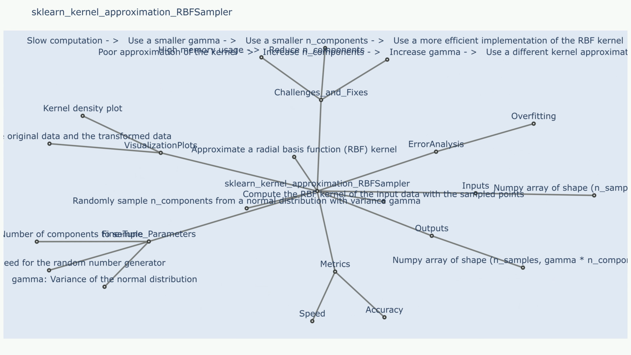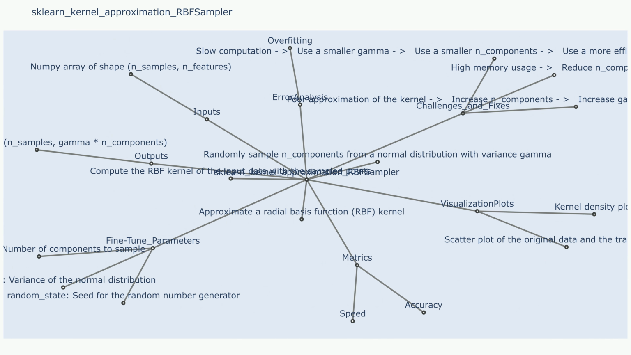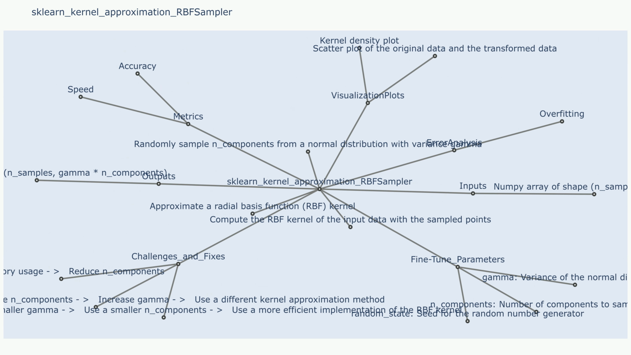If none, the random number generator is initialized using the current system time. Outputs: transform X applies the RBF approximation to the input data X, returning the transformed features. X can be a NumPy array or a sparse matrix.